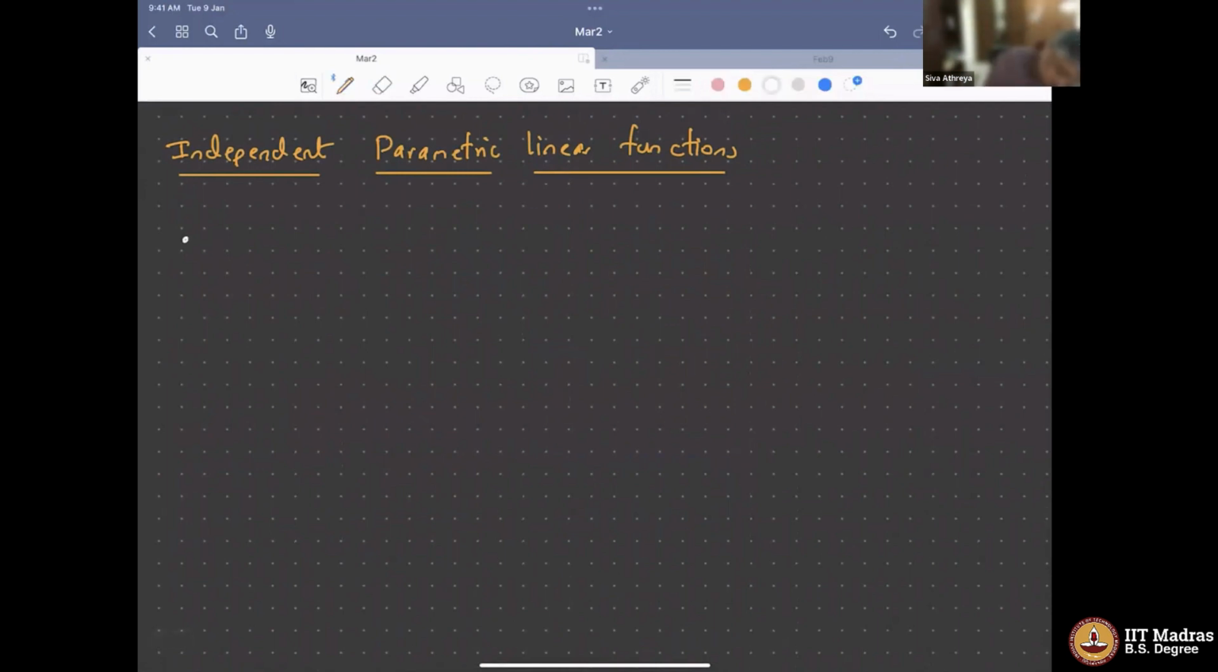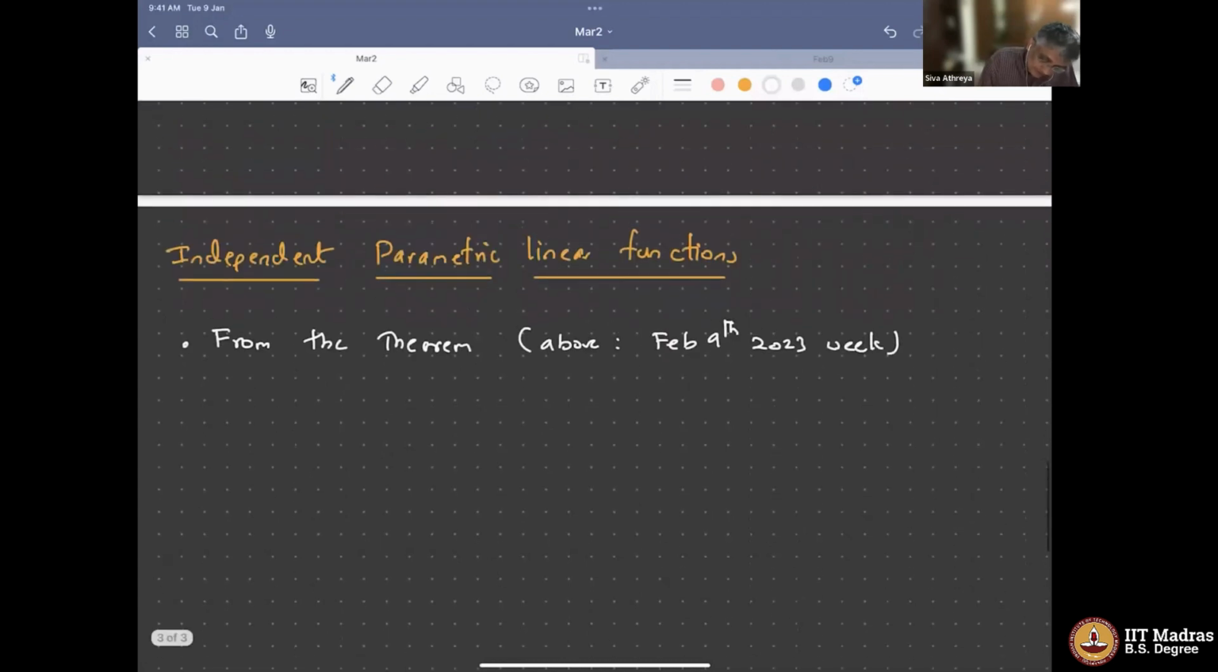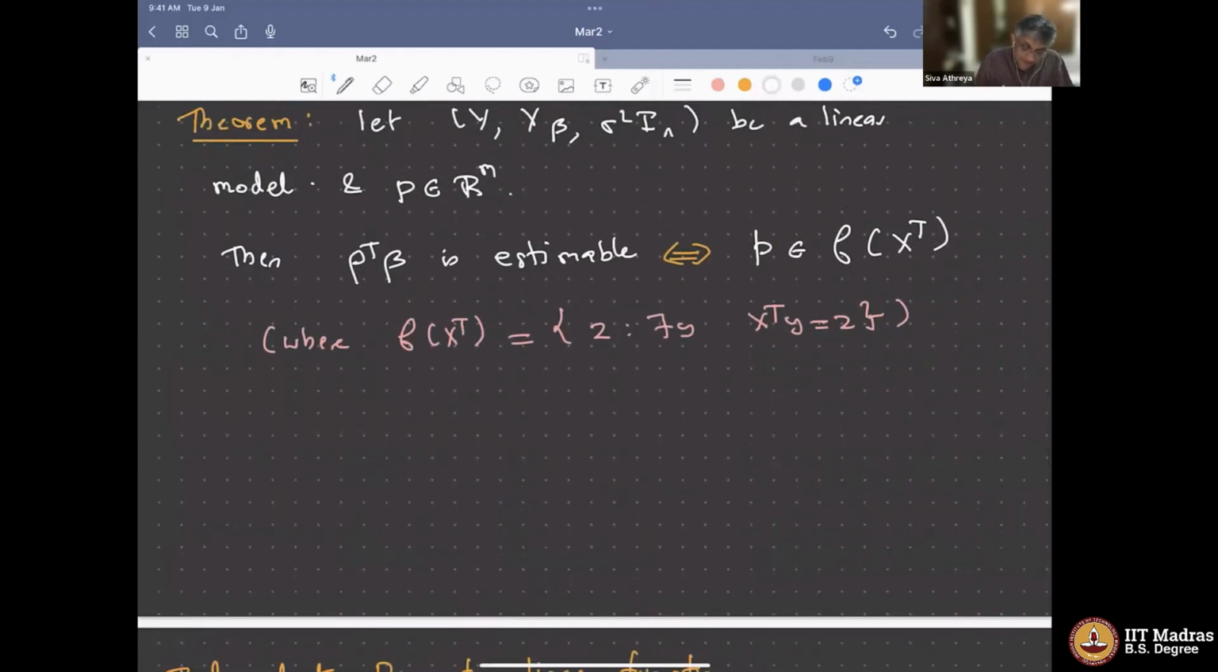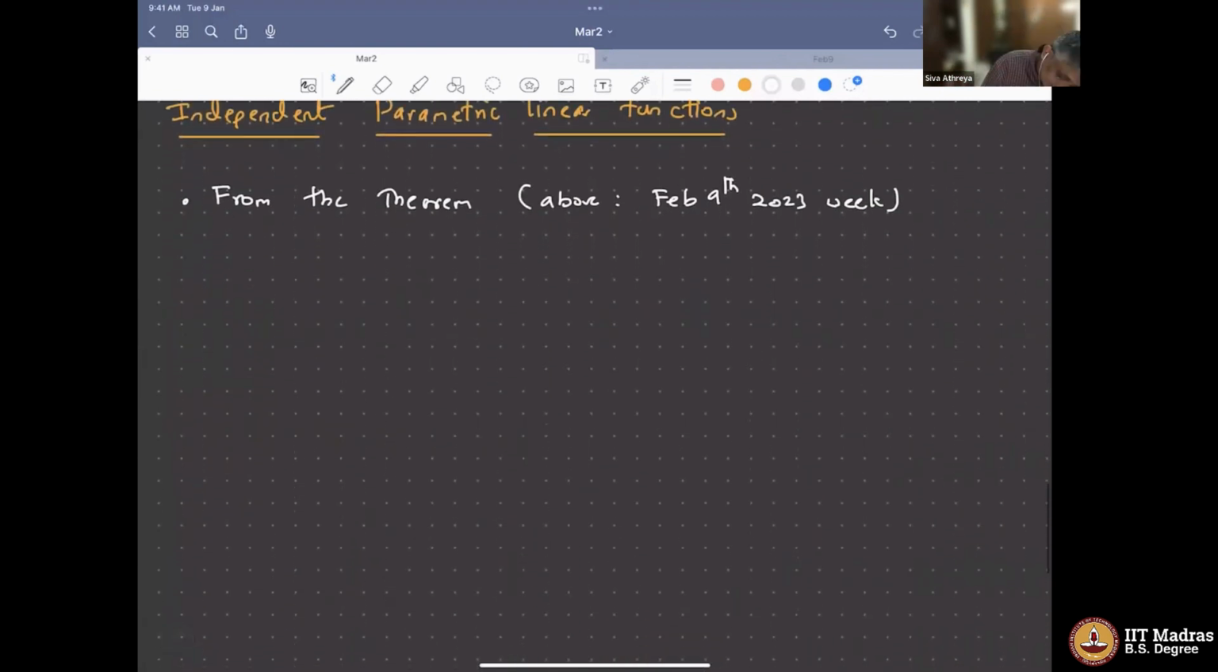So the first fact is from the above theorem, and I think this was discussed in the Feb 9th week, way back in the second or third week. So it's clear that if you look at this theorem, the number of linearly independent estimable linear parametric functions is the same as the dimension of the column space of X transpose.